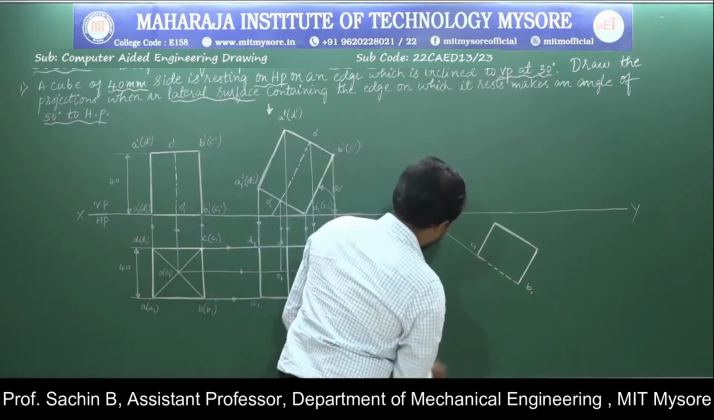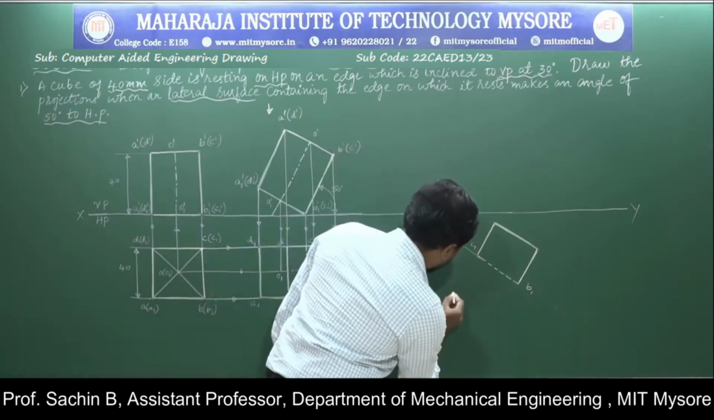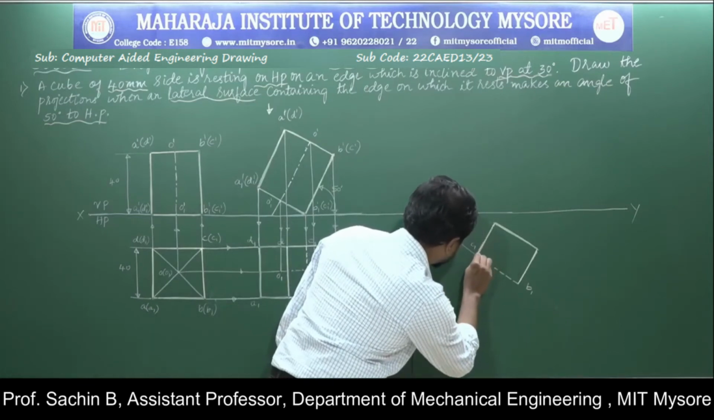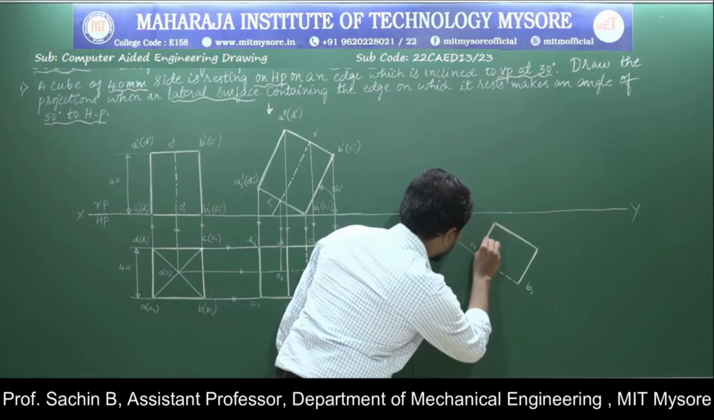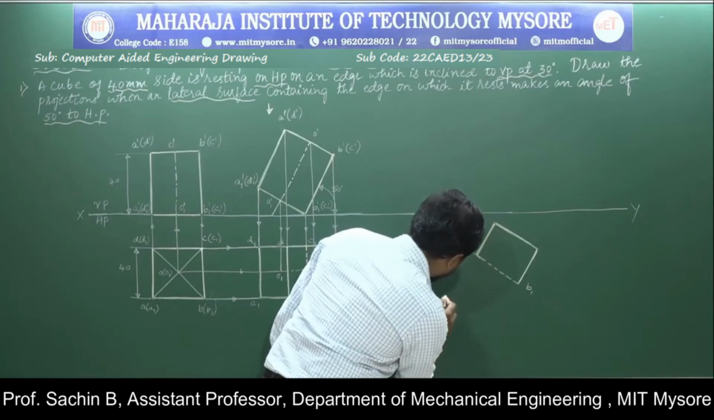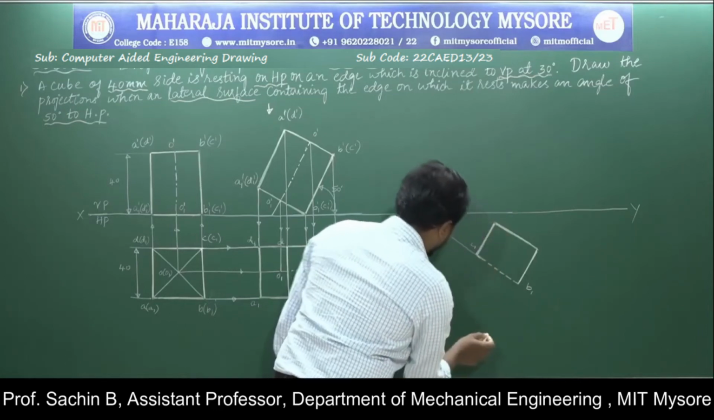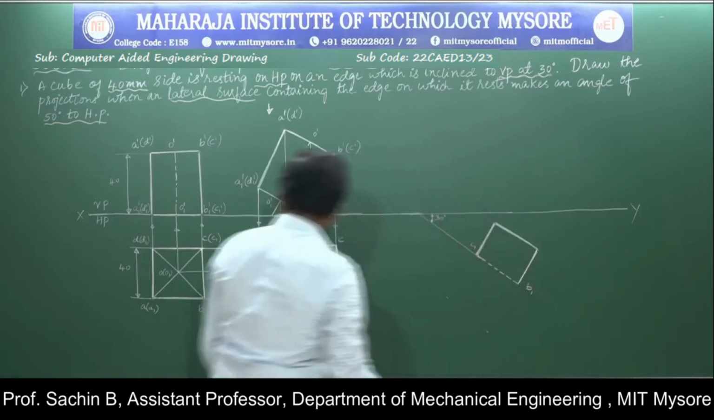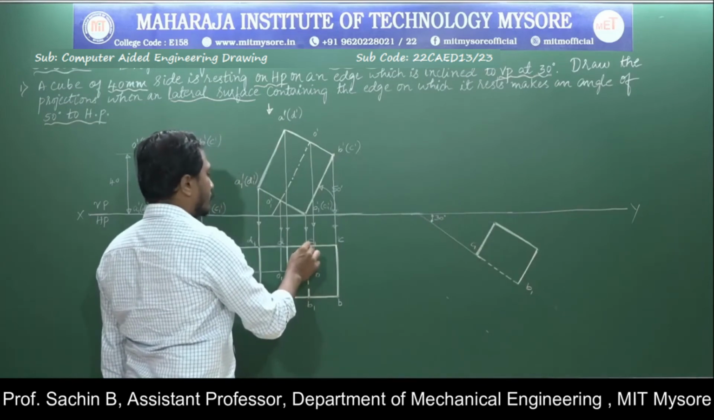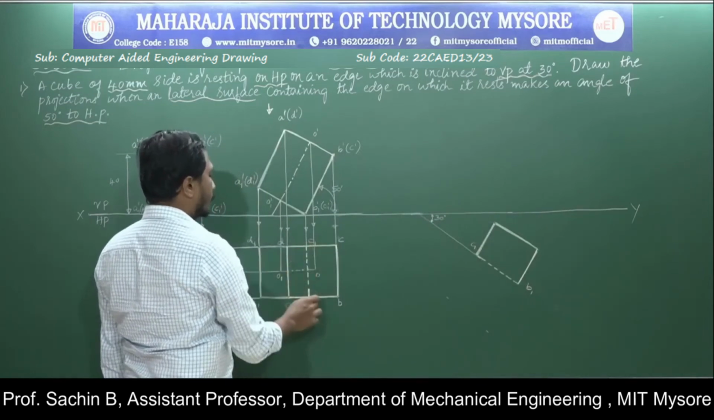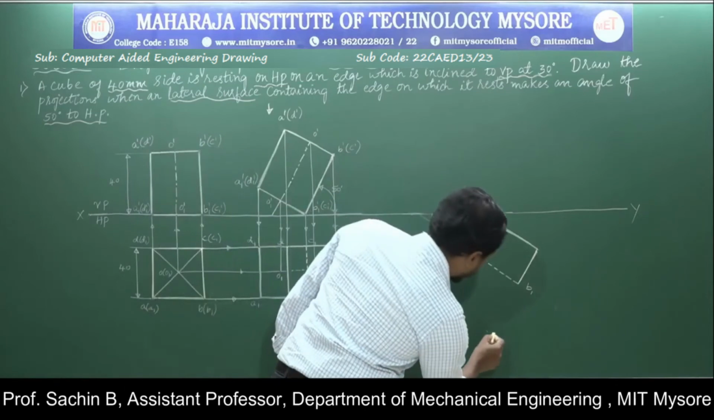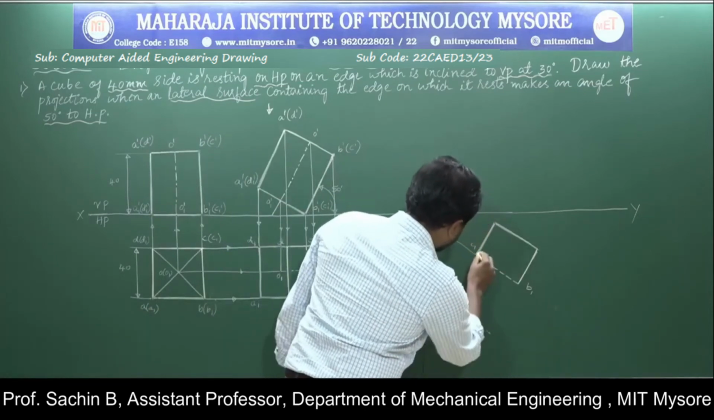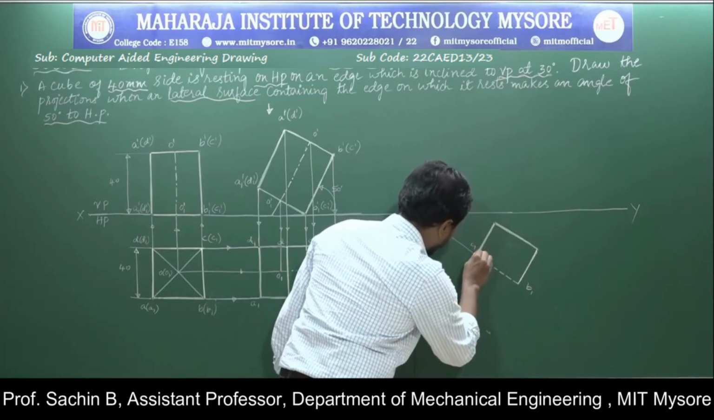Next, I'll take the similar measurement from C1 to D1 or from B1 to A1. I'll measure from C1 to D1 and put an arc, and again the same arc from B1 to A1. Next, I'll take the diagonal measurement from C1 to A1 or from D1 to B1, and put the arc here. Next, I'm extending this line.